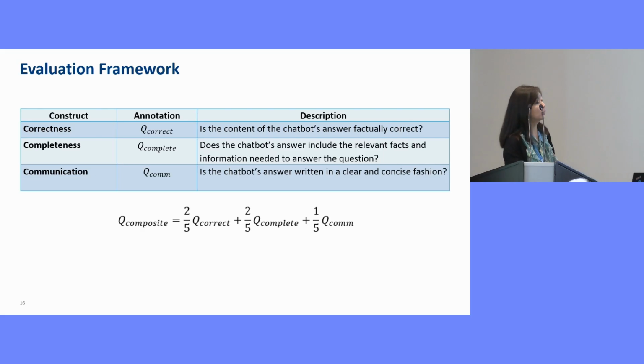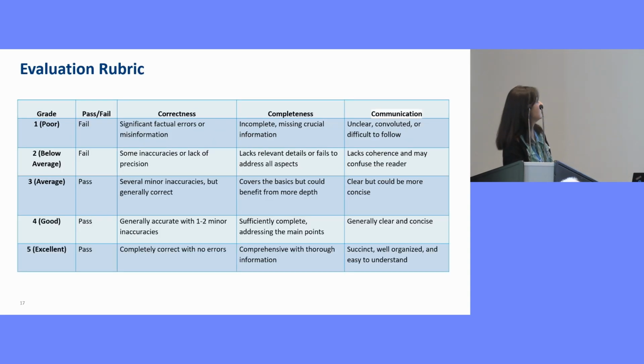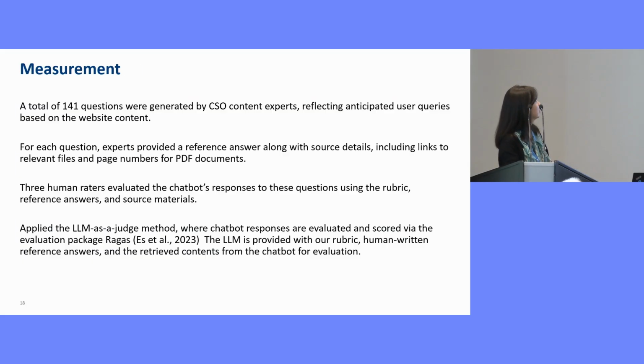Based on those three dimensions, we also have an overall dimension to evaluate the overall quality of the chatbot using this formula. We came up with a rubric for each dimension, ranging from 1 to 5. We also set up a cut score of 3, so any evaluation result below 3 is considered a fail.